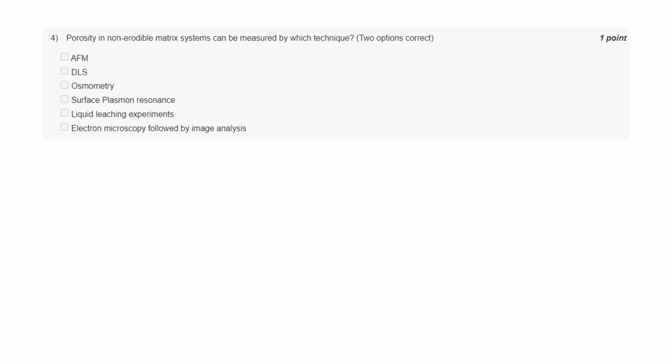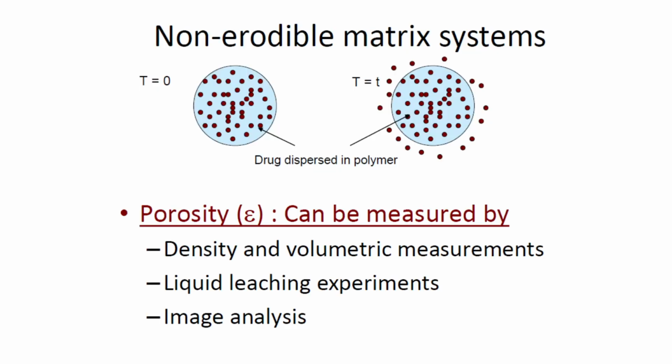Yes. Okay, we have one answer. Any other answer? Liquid leaching experiments. Okay, we have two responses. Anybody else? Let's look at it. Yeah, both of you are correct. Both of these techniques have been used to calculate the porosity in non-erodible matrix systems.